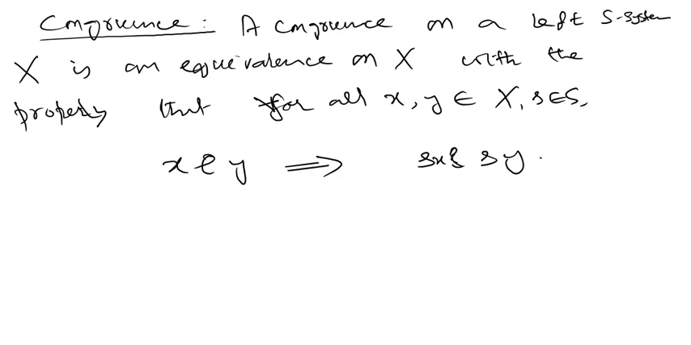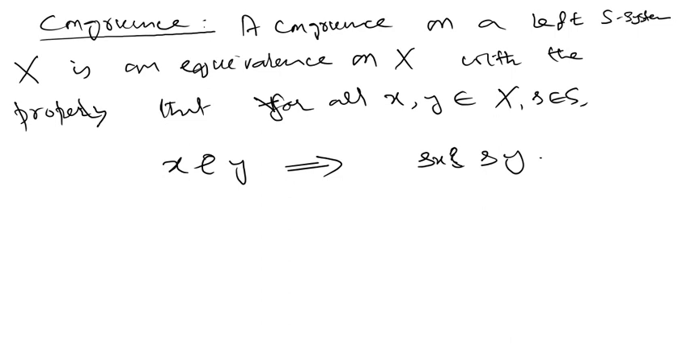Now, you know, in case of semigroups, whenever we are talking about congruences, then we can define the quotient of a semigroup. So therefore, when we have a congruence on systems, we can define the quotient system. We define the quotient system here in left S systems.